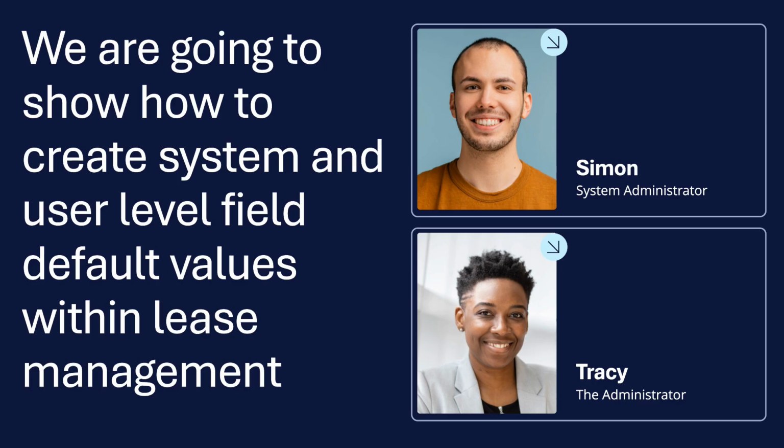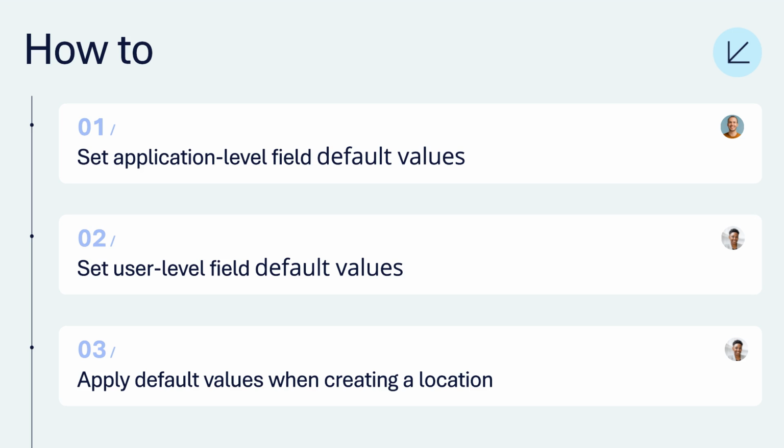I'm Simon, a system administrator, and I'm responsible for managing the creation of system-wide default field values for all users. Tracy, the contract administrator, can also define her own set of default values. To start, I'll demonstrate how to create application-level default values applicable to all users. Tracy will then show how to set user-level default values. These default values will auto-populate when creating a location, saving time and ensuring consistency.